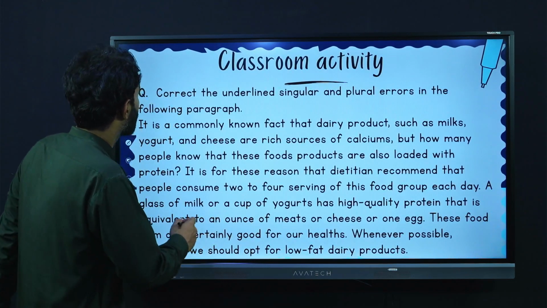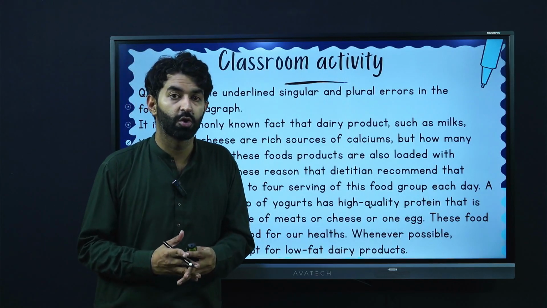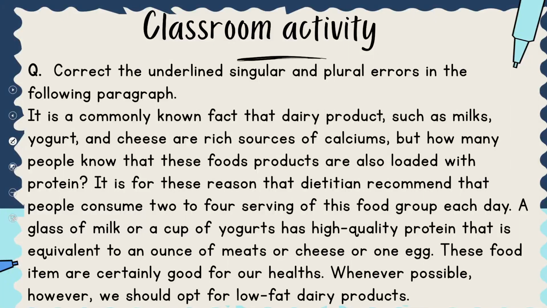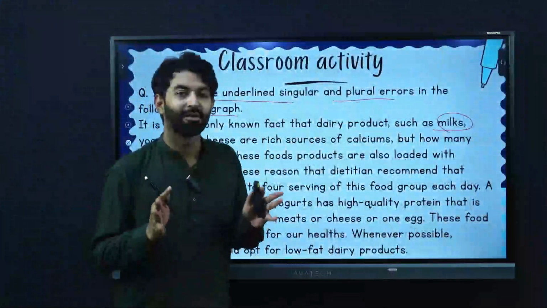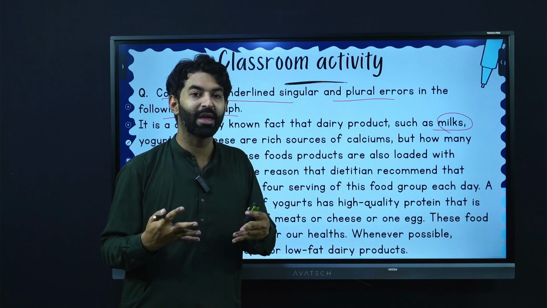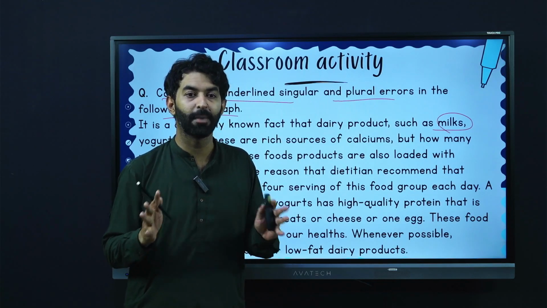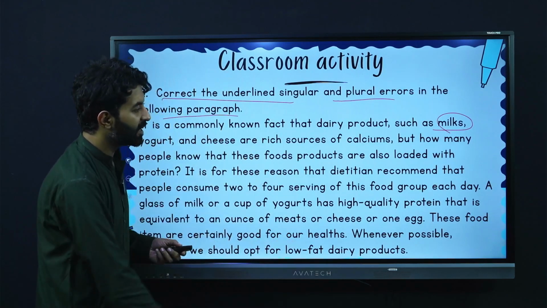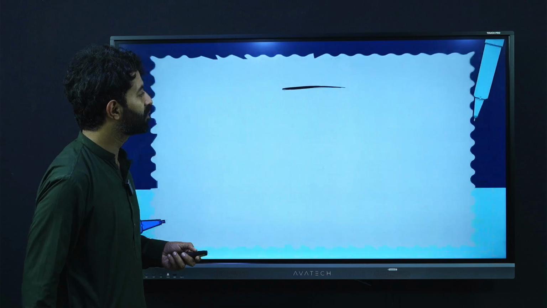Now, you will get this PowerPoint presentation with your resources. So all you have to do is read this passage over here, and correct the underlined singular and plural errors in the following paragraph. Now, this is full of errors. Can you spot one? Yes. Milks. It's incorrect. You don't add s with milk. You don't make it milks. It's only milk. There are a lot of different mistakes over here that you can correct according to the rules.